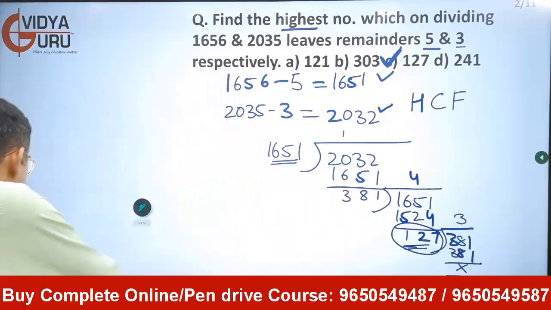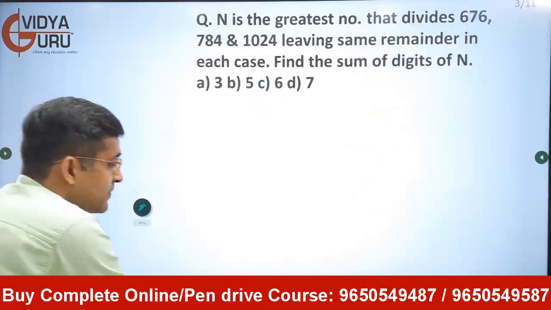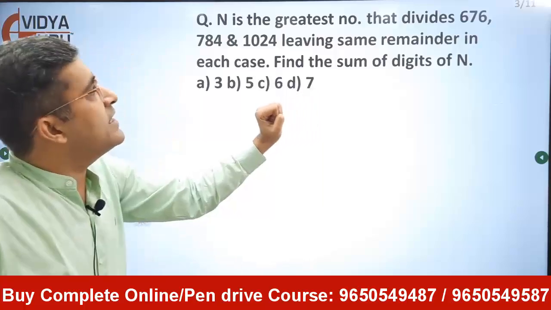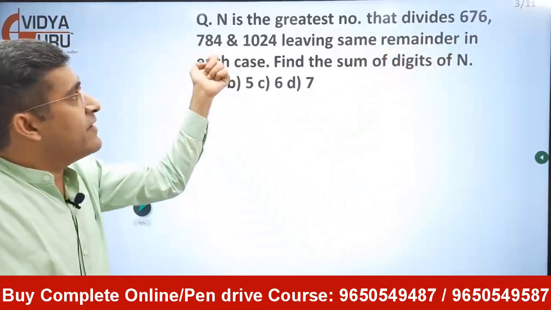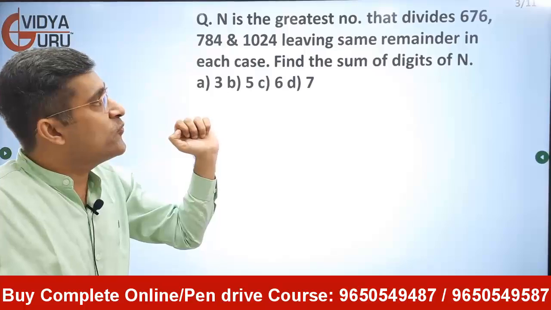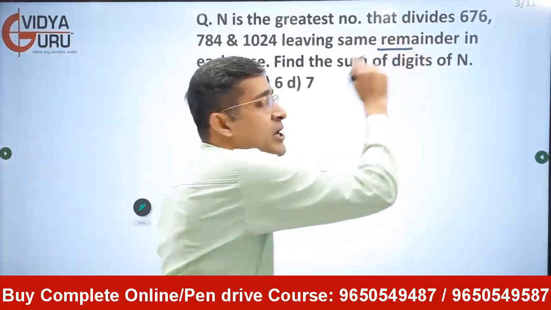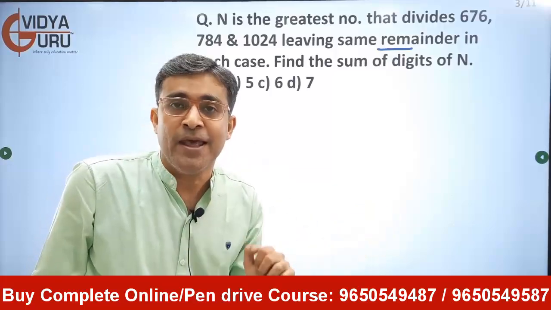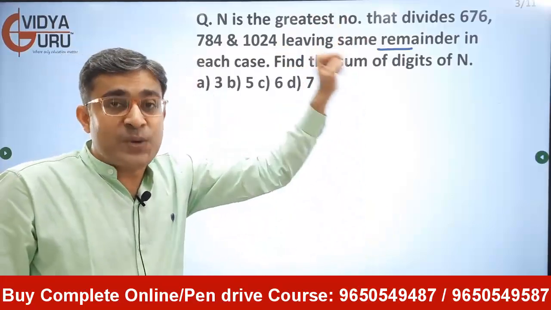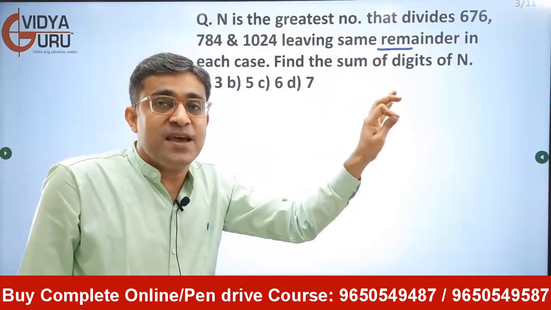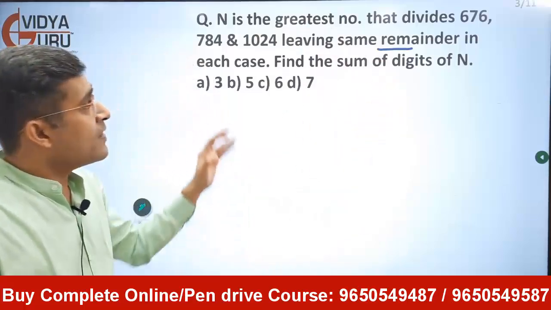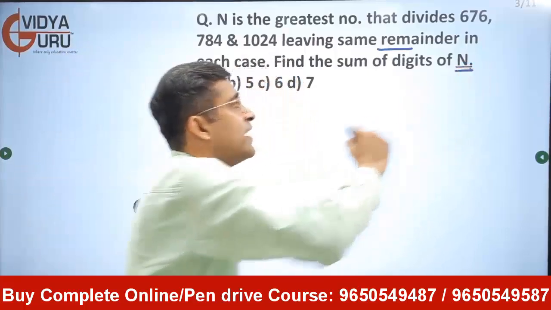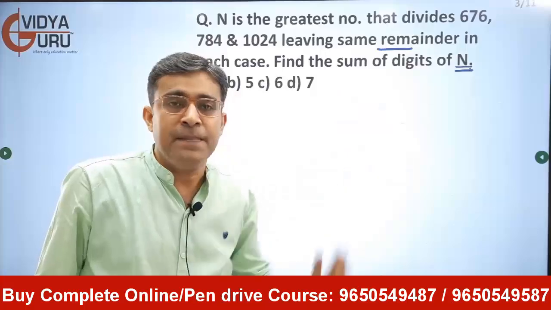Next question is about something interesting. N is the greatest number that divides 676, 784 and 1024, leaving the same remainder. We are not aware what the remainder is. Now in this question, the remainder has not been given. A lot of students find this question difficult. Such a question has been there in the exams very often. Find the sum of digits of n. So we have to find out the sum of digits of this number n.